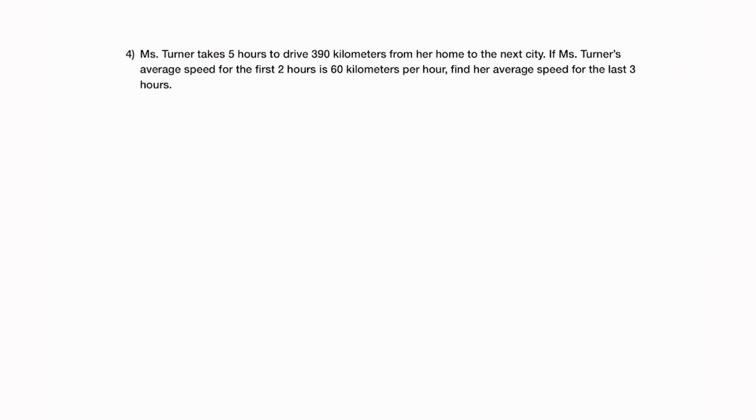Ready for the last one? Yay! Miss Turner takes 5 hours to drive 390 kilometers from her home to the next city. So we have time and we have distance. If Miss Turner's average speed for the first 2 hours is 60 kilometers per hour. Okay, so it's two parts we have. First part and the second part.